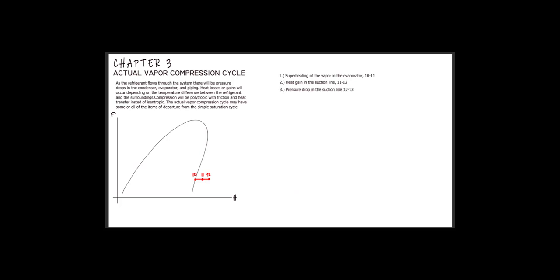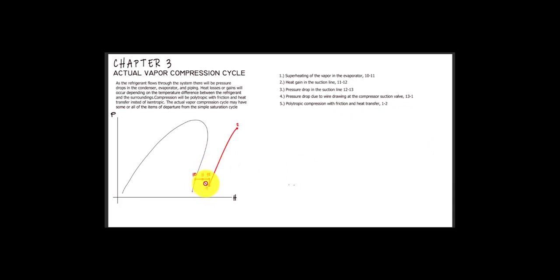Then next we shall have number 3, the pressure drop in the suction line, 12 to 13. So see the difference from the simple saturation cycle, the simple vapor compression cycle. Then next is number 4, the pressure drop due to wire drawing at the compressor suction valve, 13 to 1. Starting from here we have 13 on this side, going to 1.